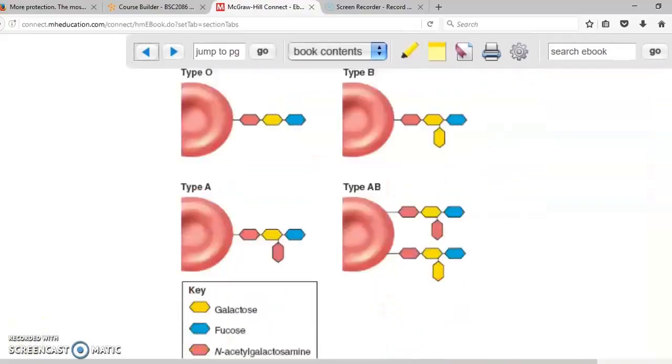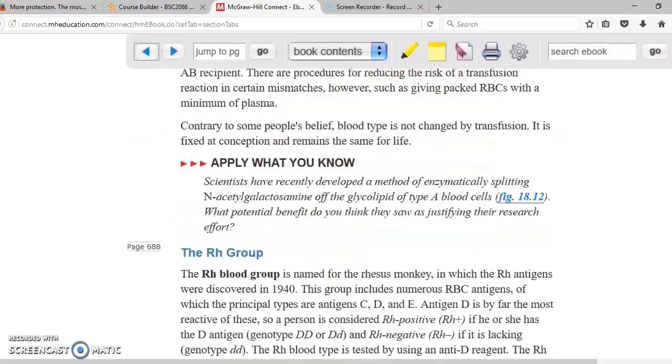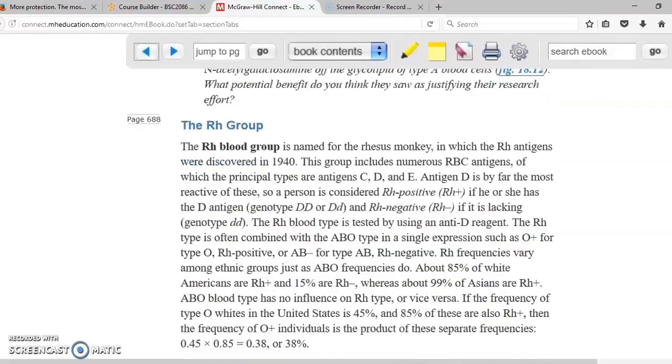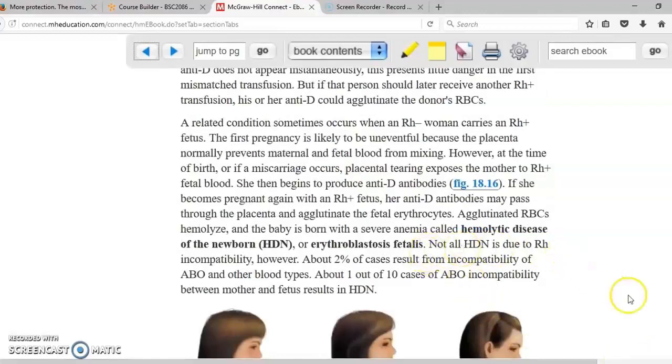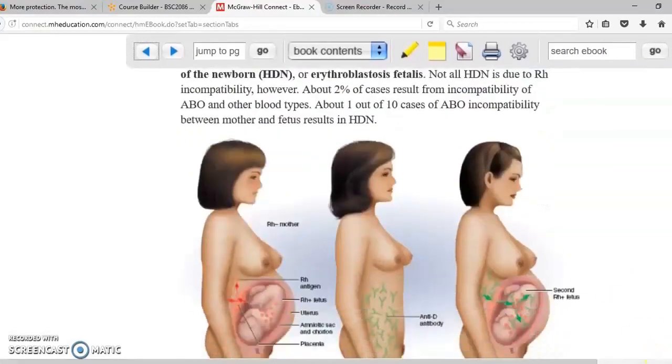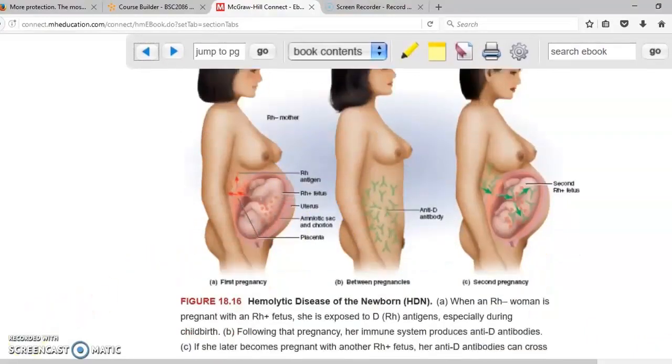Let's continue with the ABO group. Still in here, we already look at all this information. And the next topic is going to be the RH group. The RH group includes antigens C, D, and E. Antigen D is the most common, so the person is considered RH positive if the person has the antigen D, and RH negative if the person does not have it. There's conditions related to the RH group, erythroblastosis fetalis, or hemolytic disease of the newborn, which is something that happens with the RH groups. So let's continue.